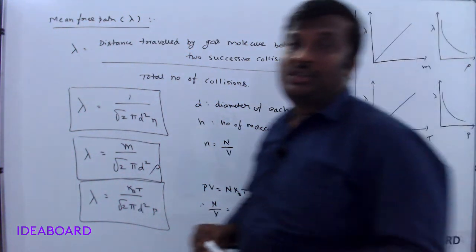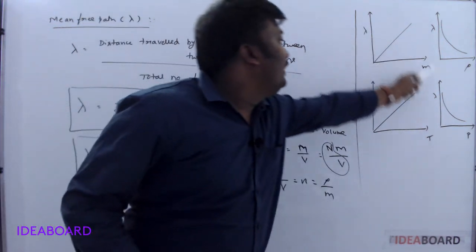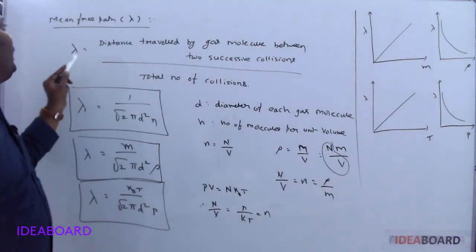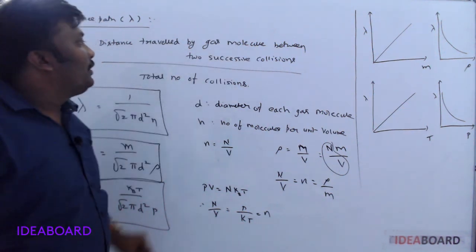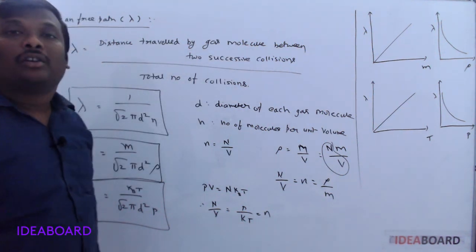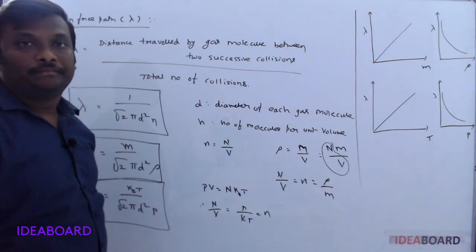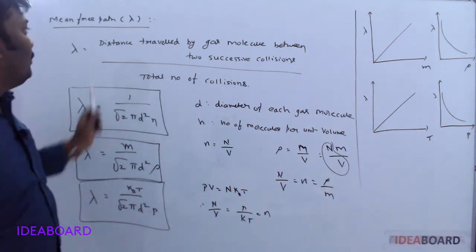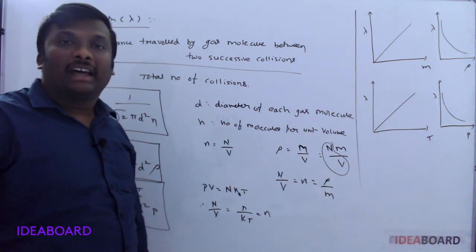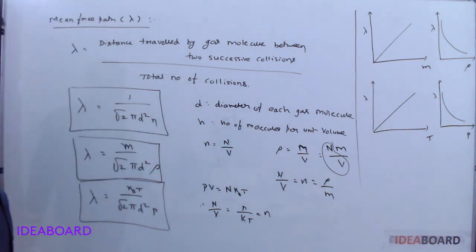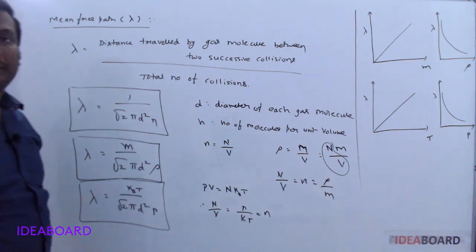So, depending on the given question, you can choose any one of these formulas, and the mean free path is nothing but the total distance covered by the gas molecule between two successive collisions, divided by the total number of collisions. Okay. So, by using all these fundamentals, you can try the numericals related to the kinetic theory of gases. Clear? Thank you.